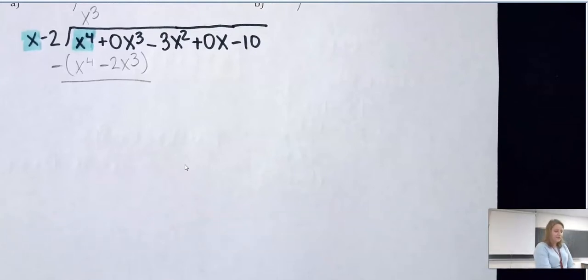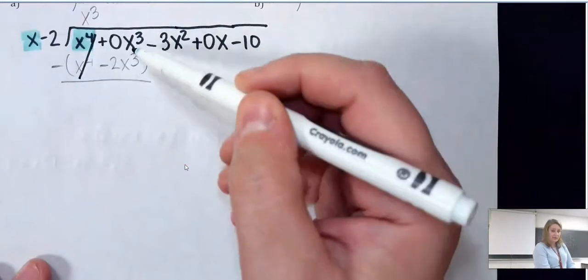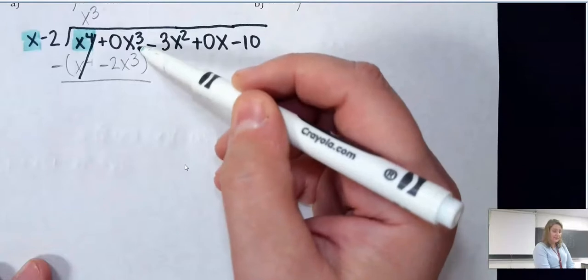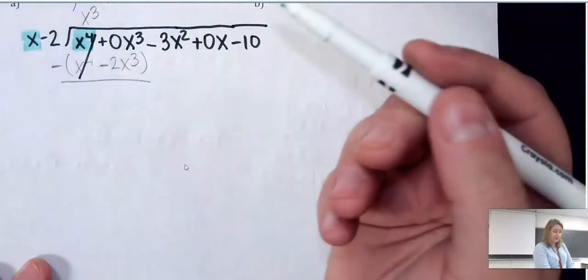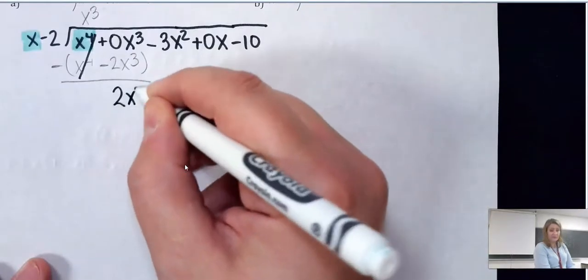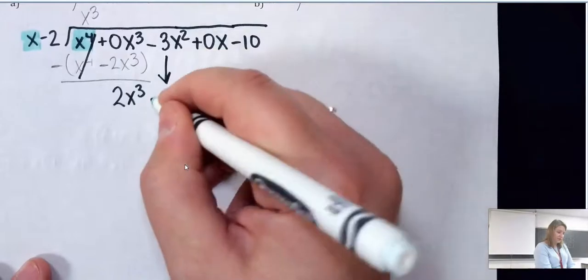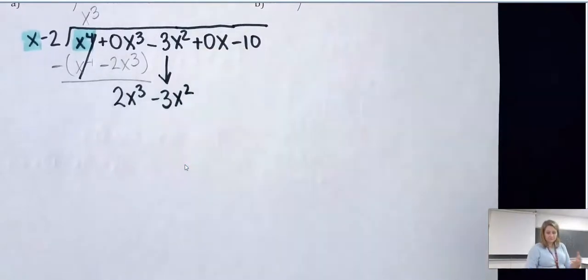So if we do x to the fourth minus x to the fourth, that goes 0x cubed, minus a negative 2x cubed is actually going to be plus 2x cubed, so that'll be 2x cubed. And I'll go ahead and bring down the next term, which is negative 3x squared. We're just going to repeat the process, okay?